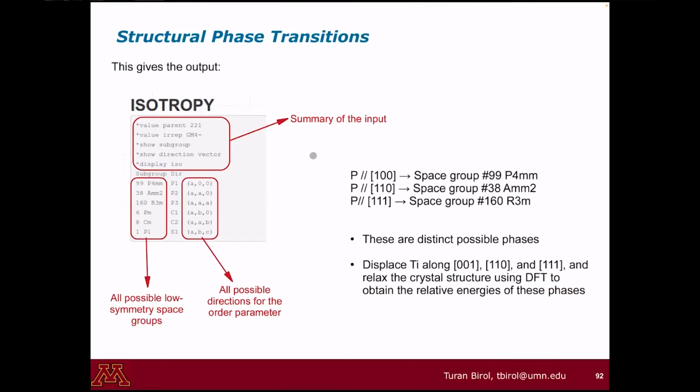Now, what you can always do is, if you don't trust group theory or don't take my word, which you should never, right? You should test the predictions yourself. You can take a cubic perovskite. You can displace the titanium atom in the center along these different directions, and you can put that structure into the FindSim tool. And what you will see is that FindSim will give you the same space groups that you predict using this isotropy software suite.